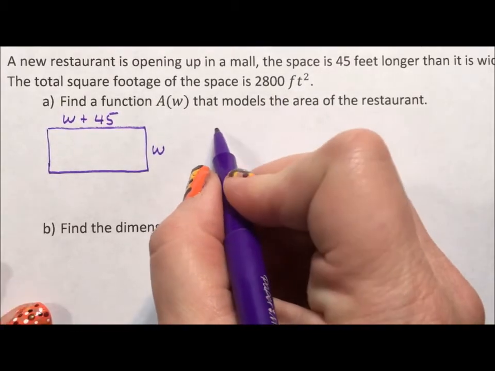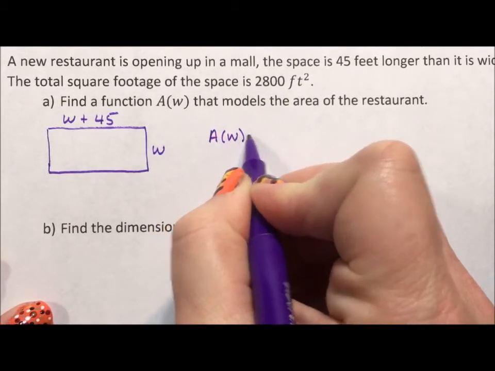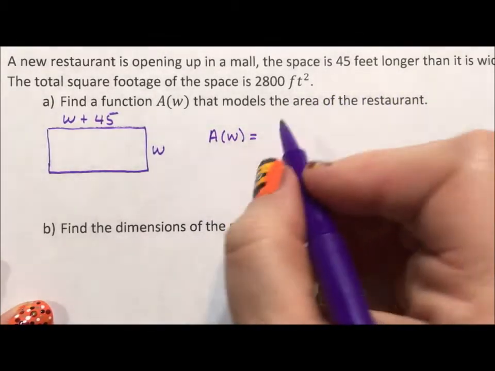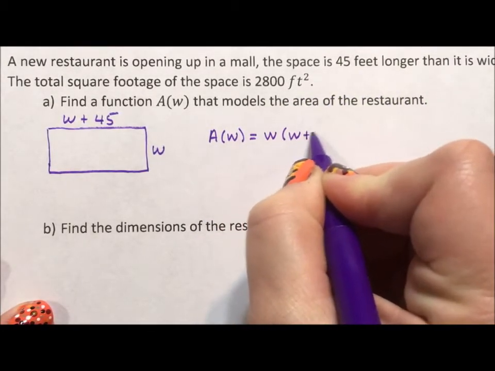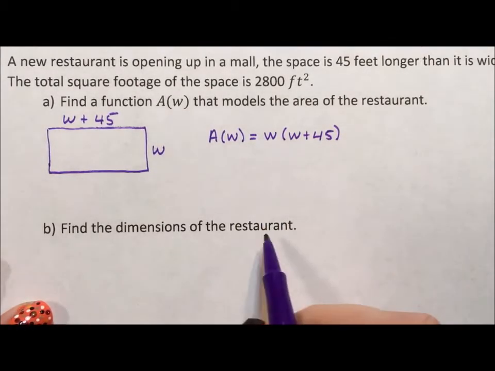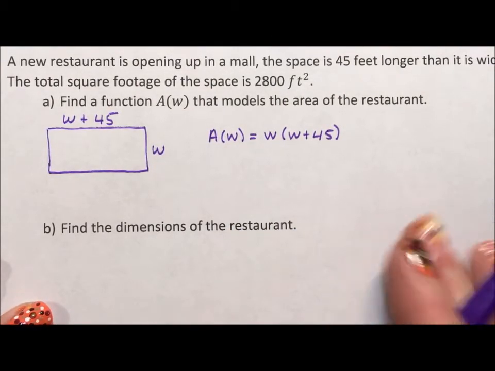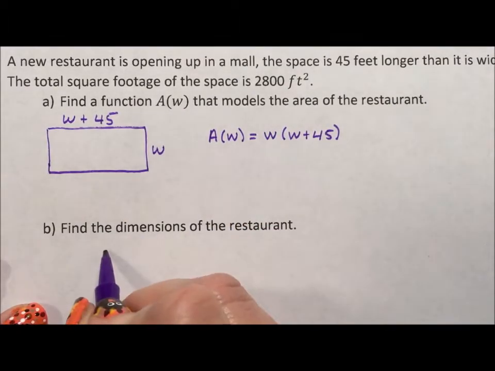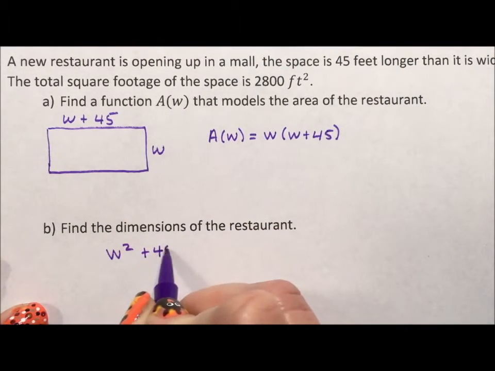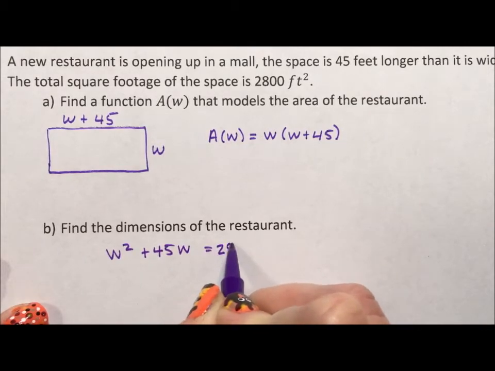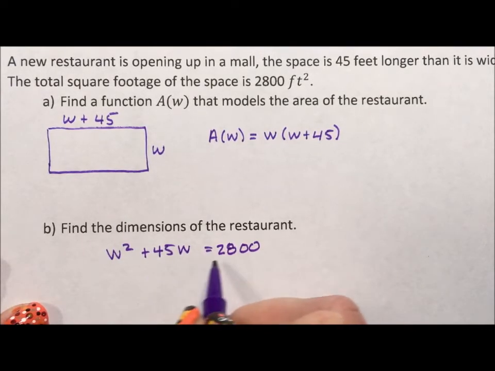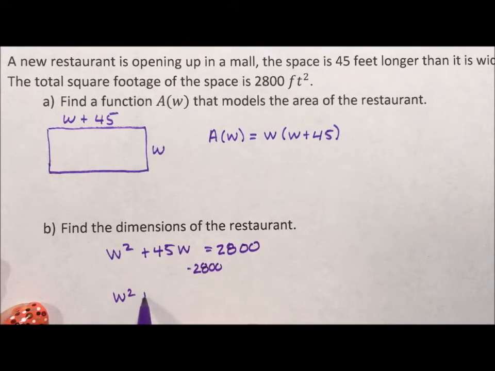Find a function. All right, so the generic function for area is length times width. So W times W plus 45. Now it says find the dimensions when it's 2,800 square feet. So I'm going to distribute the W in. W squared plus 45W equals 2,800. I'm going to move that 2,800 over by subtracting it so that I have W squared plus 45W minus 2,800 equals 0.